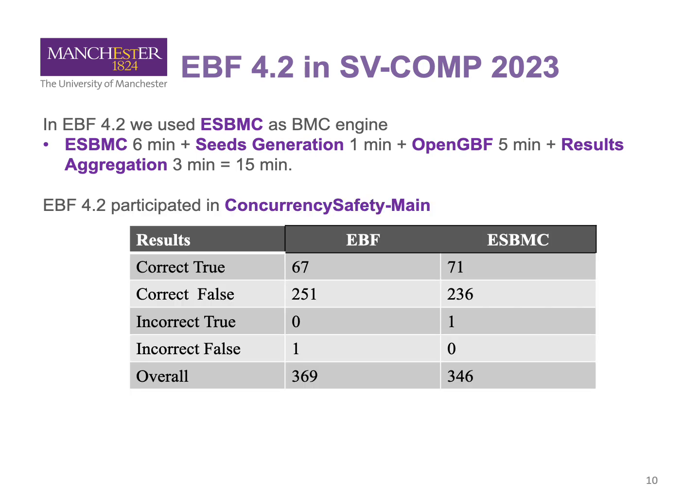Out of 4 available subcategories within the concurrency category in SV-COMP 2023, EBF participated only in one of them. Here EBF scored 369 points, outperforming ESBMC that achieved 346. EBF correctly identified 15 more vulnerabilities while trading off only 4 verification tasks that it failed to prove safe.